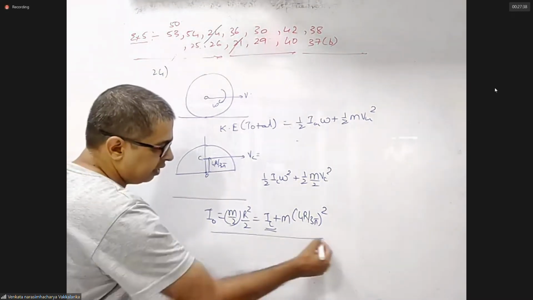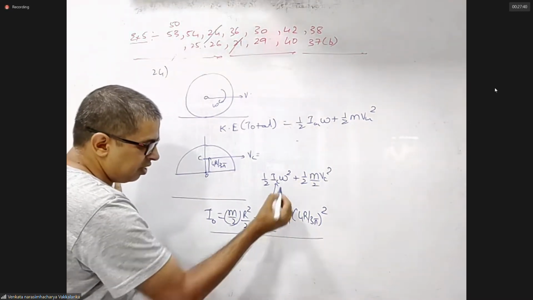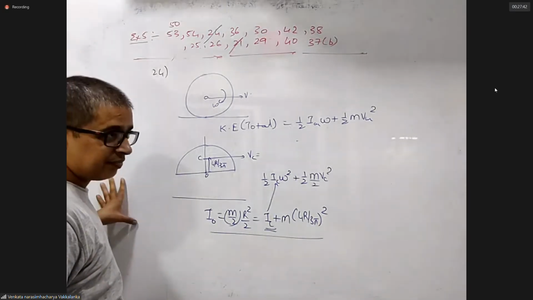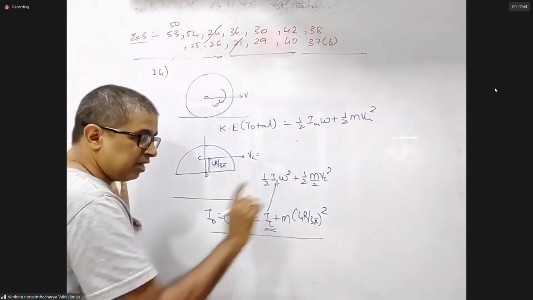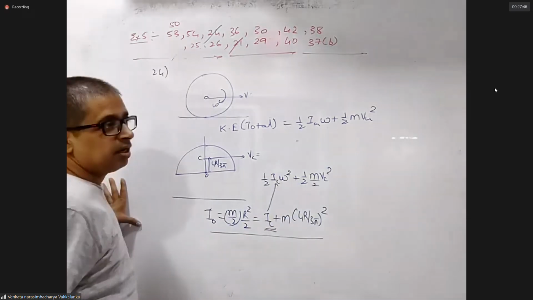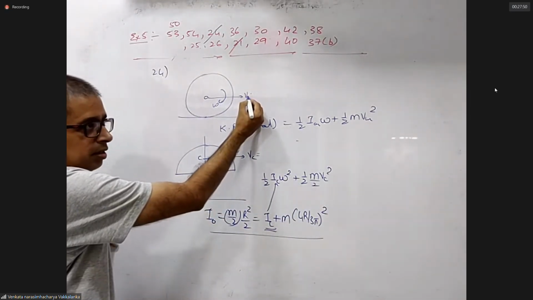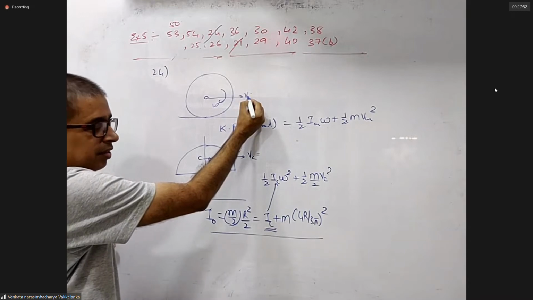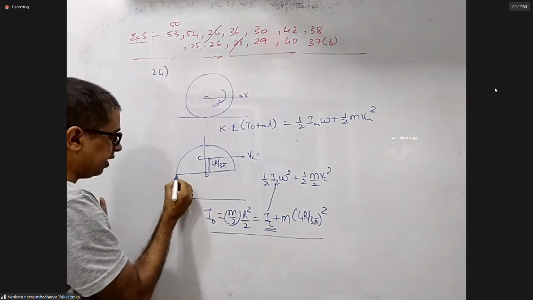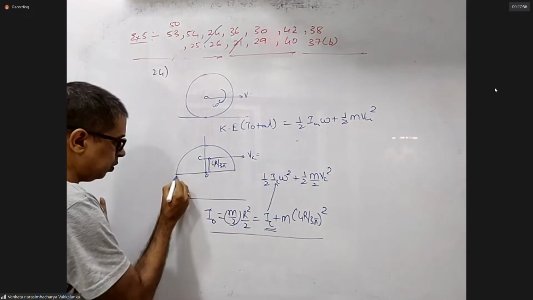Find out IC. This IC I will substitute here. Now omega is the same. Now find out VC. How do you find out VC? You know the original velocity here. Or do one thing. Life becomes much easier.